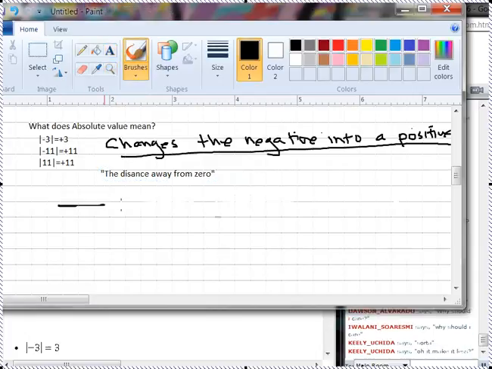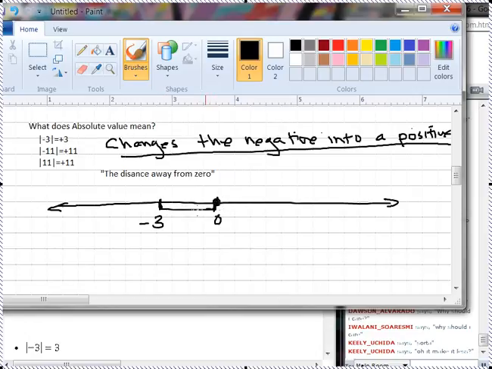I've got a number line. Here's 0. Here's negative 3. How far is negative 3 away from 0? If I were to take a ruler and I measure it, how far is it? It's 3 points or 3 feet or 3 units, whatever. And how far is positive 3 away from 0? It's also 3 units.